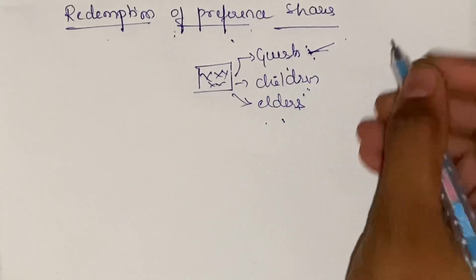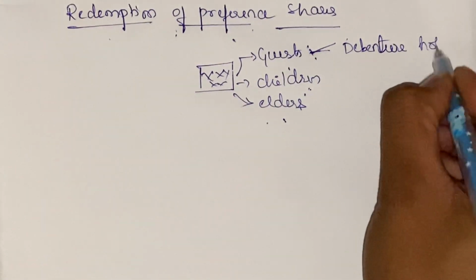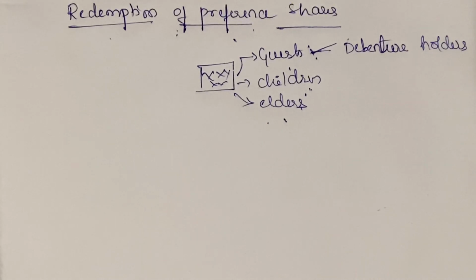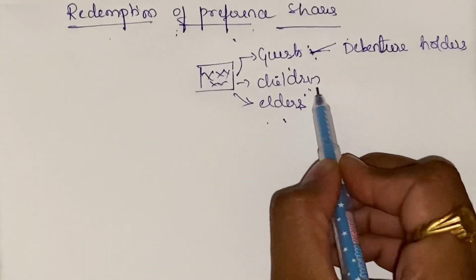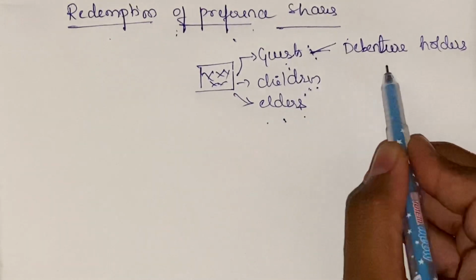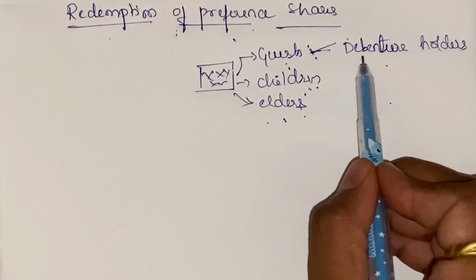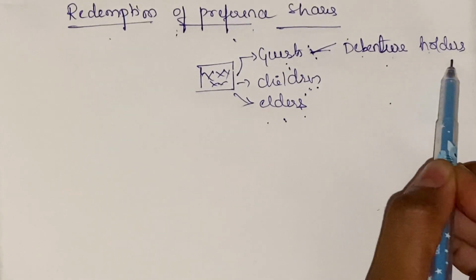to guests. Guests are nothing but debenture holders. Correct? Whether I eat it as a family or I don't eat it, I will have to feed the guests. Whether I earn profit or whether I don't earn profit, I will have to give interest to debenture holders.